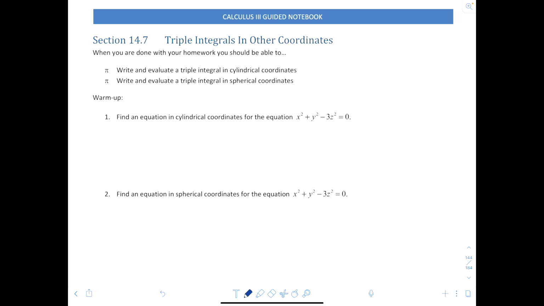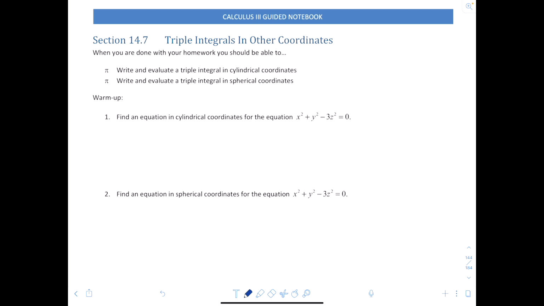So we'll be able to make triple integrals that are in rectangular coordinates, believe it or not, easier to evaluate using cylindrical coordinates or spherical coordinates. So let's warm it up by just reminding ourselves about cylindrical and spherical coordinates. If you need to, go ahead and grab your notes to remind yourself. You may not have memorized these things yet.